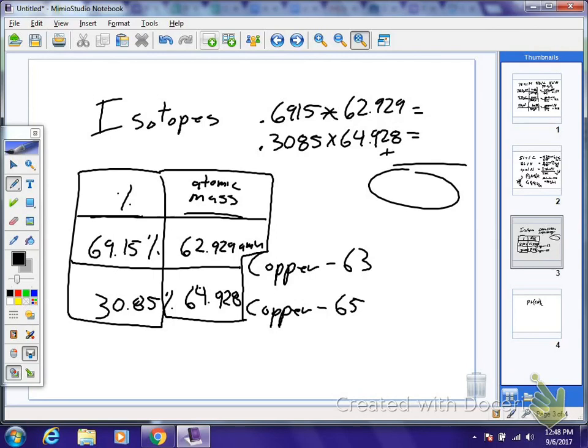0.6915 times 62.929 gives us 43.515. So you can see it makes up most of the weight. The other one's about a third of that, but it's a little heavier. And that gives us 20.030. And so then we get an answer that's 63.545. So I think that's, is that it? 546. So we're off a little bit. We're close.